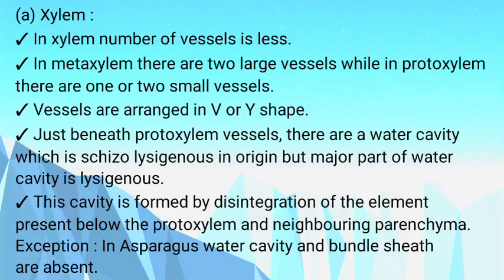Just beneath protoxylem vessels, there is a water cavity which is schizo-lysigenous in origin, but the major part of the water cavity is lysigenous in origin. This cavity is formed by disintegration of the elements present below the protoxylem and neighboring parenchyma cells. Exception: there is no water cavity and bundle sheath in the plant called asparagus.